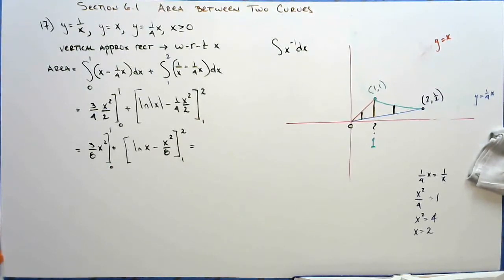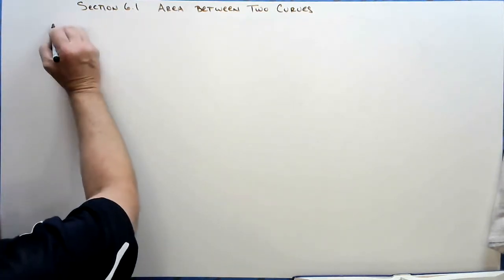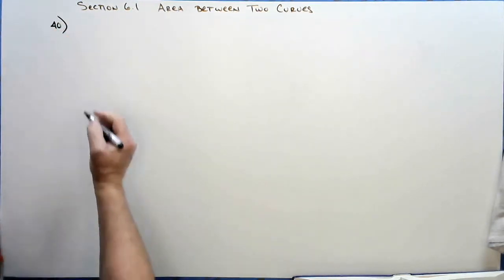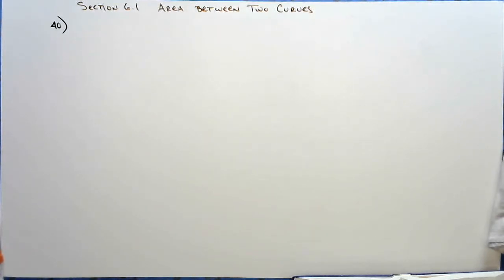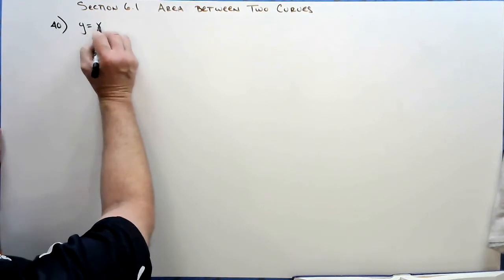I'll pause the video and do one more problem for you. All right, the last problem I'll work on is number 40. Because instead of giving you the equations, in problem 40, it's problem 40 because they make you think before you speak, right? They want you to think, oh, okay, I have to find the equations, because they word it this way. It says find the area of the region bounded by the parabola y equals x squared.